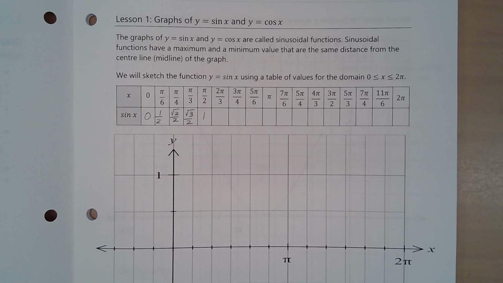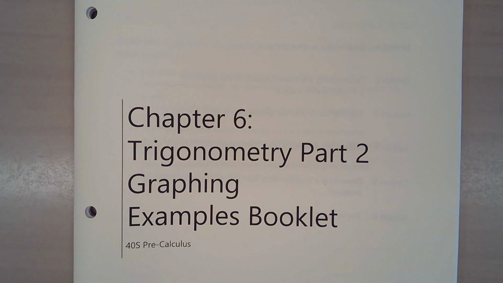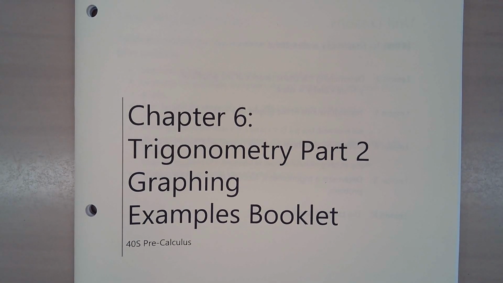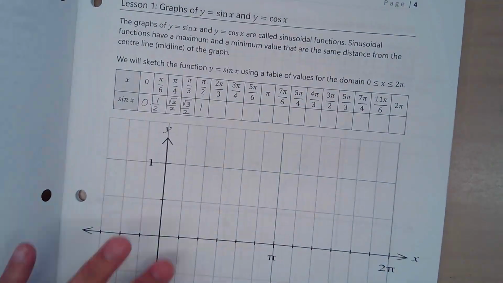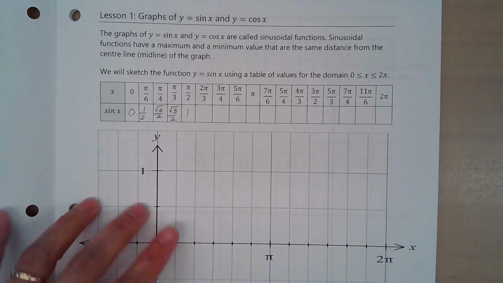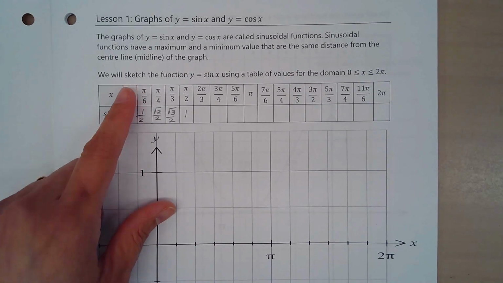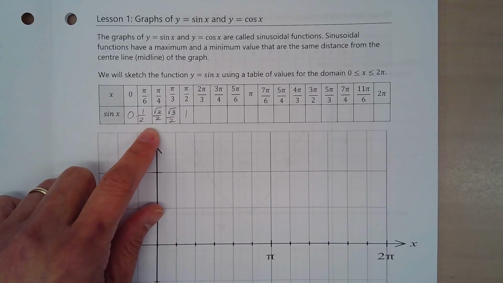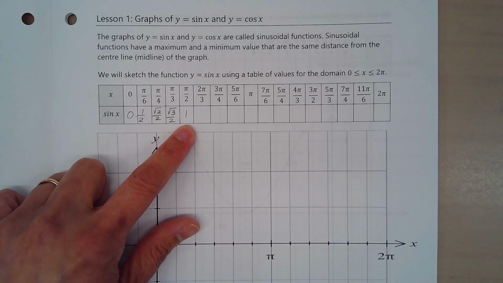So what we're gonna do for this chapter 6, part 2, is we're gonna focus on the trig function. Sine of 0 is 0. Sine of pi over 6 is a half. Pi over 4 is root 2 over 2. Root 3 over 2 and 1.